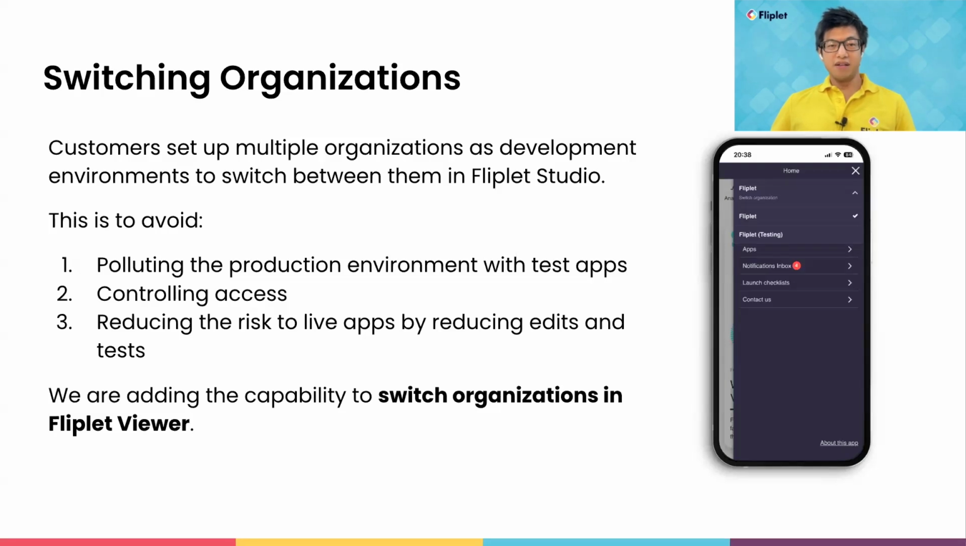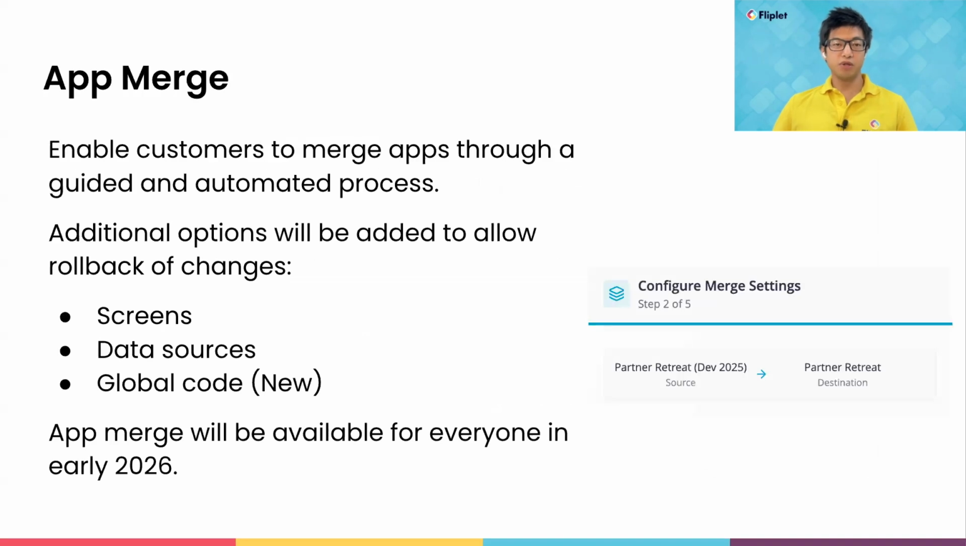We have added the capability to switch organizations in Fliplet Viewer, and this will be available in the next coming days. We also have App Merge, which will enable customers to merge apps through a guided and automated process. We will be adding support for rolling back global code, which means overall, you'll be able to control your versions for screens, data sources, as well as the global code. App Merge will be available for everyone in early 2026.